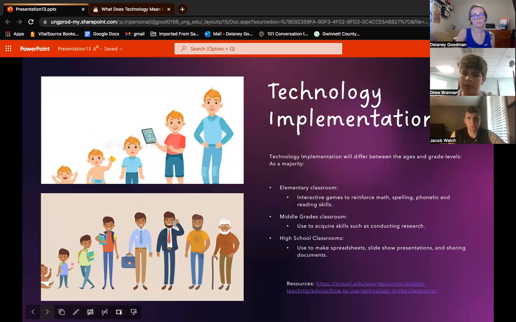Technology implementation is different between grade levels. There are certainly different uses, but it can be effective at all age levels. In elementary rooms, interactive games to reinforce math, spelling, phonetic, and reading skills are useful. Like we mentioned before, our iReady for math is very popular.